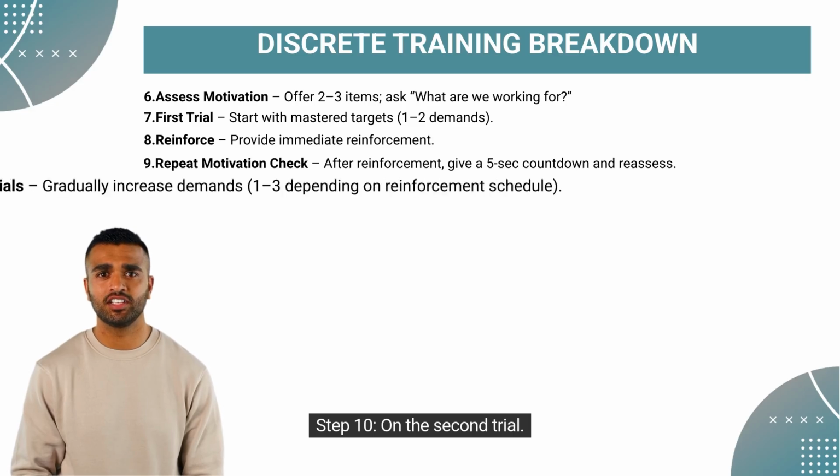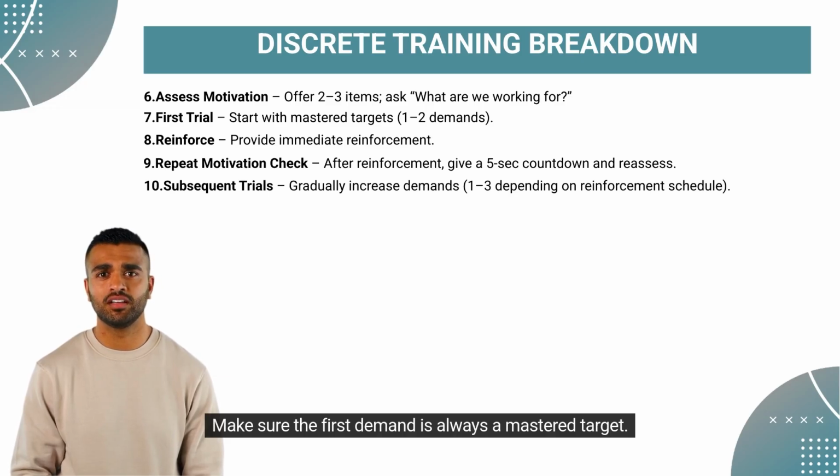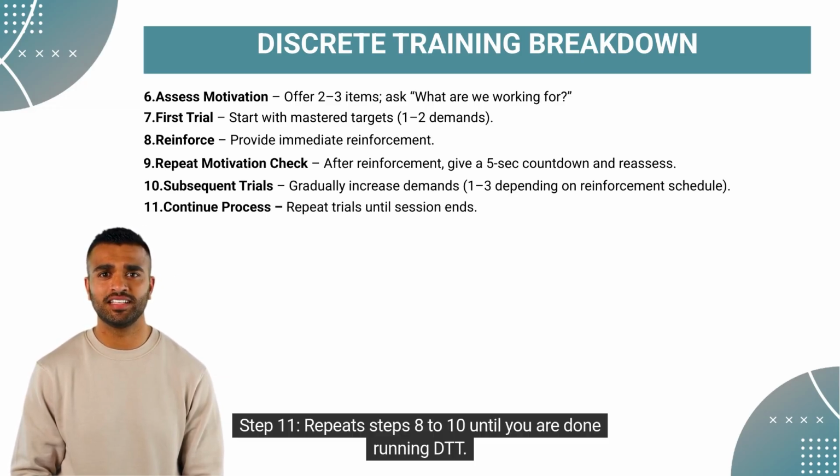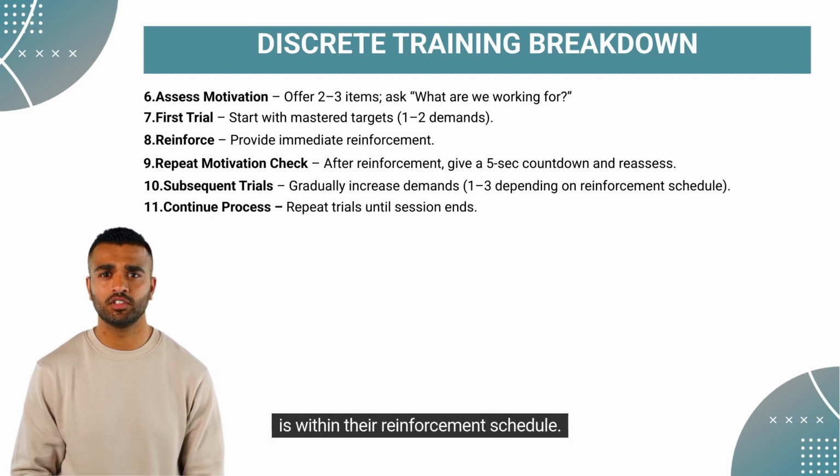Step 10: On the second trial, place 3 demands depending on their reinforcement schedule. Make sure the first demand is always a mastered target. Step 11: Repeat steps 8 to 10 until you are done running DTT. As you continue with each trial, you can require more demands before reinforcing the learner if it is within their reinforcement schedule.